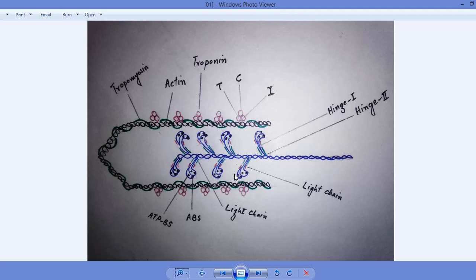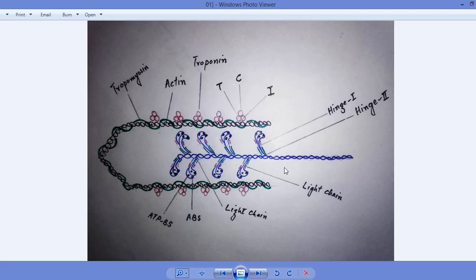The head of the myosin filament also contains two binding sites, the binding site for ATP and the binding site for actin. The actin binding site is responsible for binding with the actin filament, and the ATP binding site is responsible for binding with ATP. It also contains the ATPase enzyme, which is responsible for the breakdown of the ATP that binds to this site.